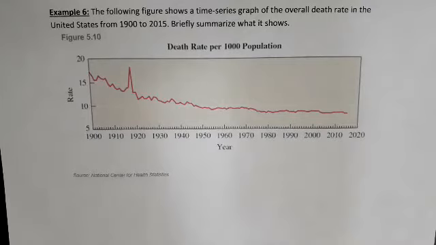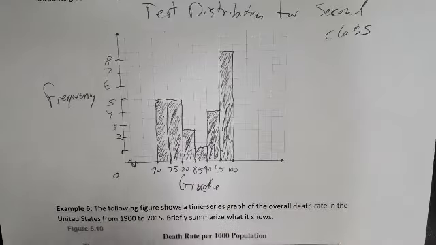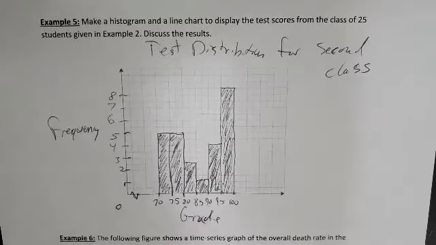The following figure shows a time series graph of the overall death rate in the US from 1900 to 2015. Briefly summarize what it shows. Okay. Oh man, and I skipped over one part here. After making a histogram, the next thing is we want to make a line chart.